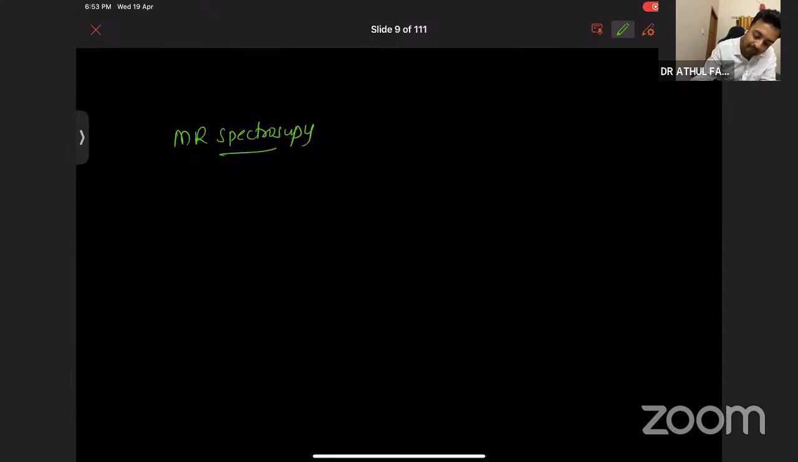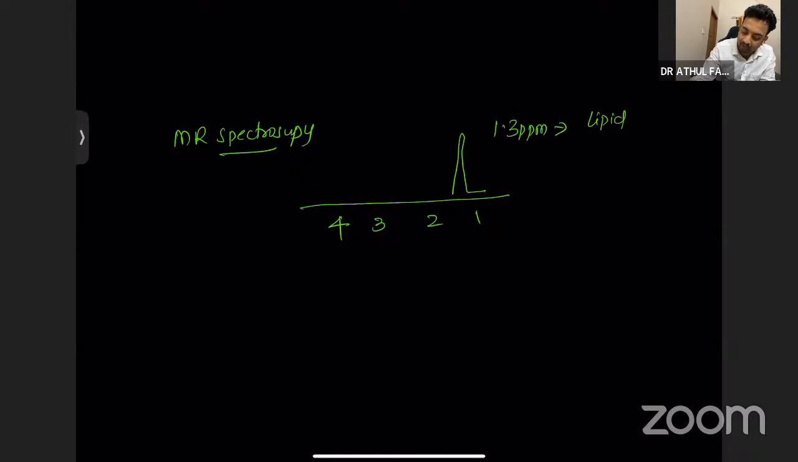MR spectroscopy usually has multiple peaks. You will be seeing multiple peaks like this, 1, 2, 3, 4. There will usually be a peak at 1.3 ppm, and the peak at 1.3 ppm you can call lipid; if it is going down, it is lactate. So both lipid and lactate peaks are here at 1.3 ppm.